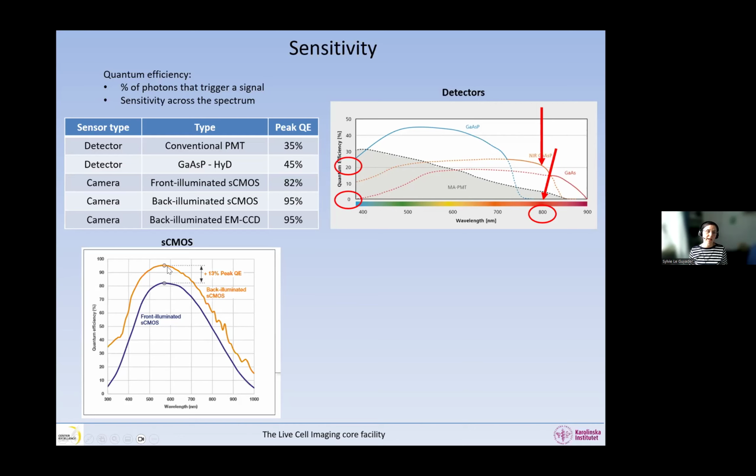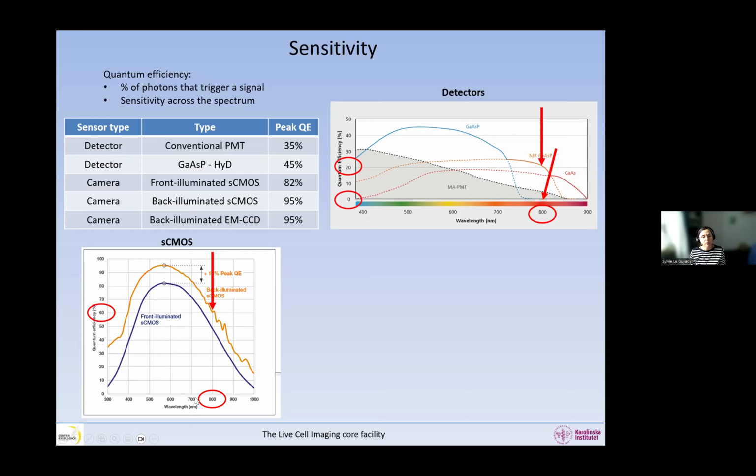And we can see that the back illuminated sCMOS cameras have a peak quantum efficiency of 95%, but it's not even across the spectrum again. So at around 400 something, you see that we are about 70+%. And if we go on the other side of the spectrum, we also have a lower quantum efficiency. So at 800 nanometers, we have about 60% quantum efficiency, but it's anyway better than the detectors.